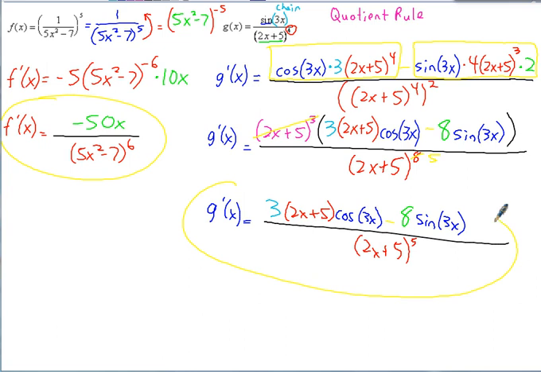So now your simplified answer. You could distribute out the 3 here if you wanted to, but it doesn't really make it very simple.